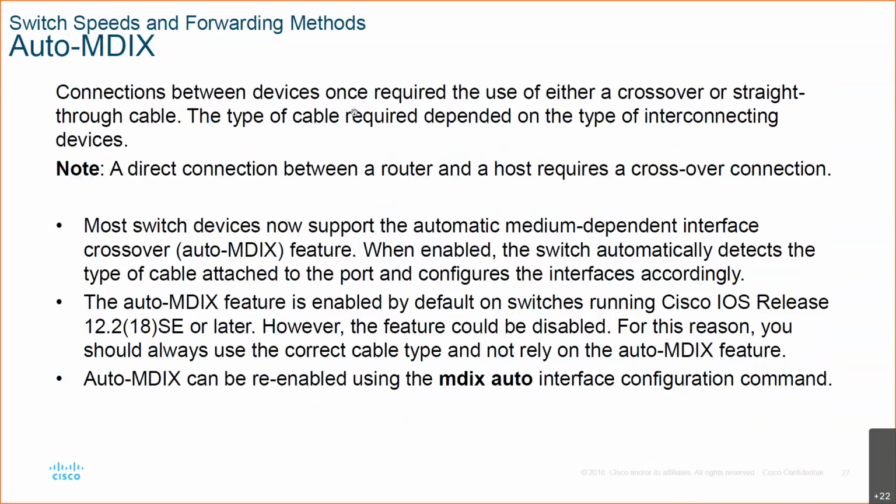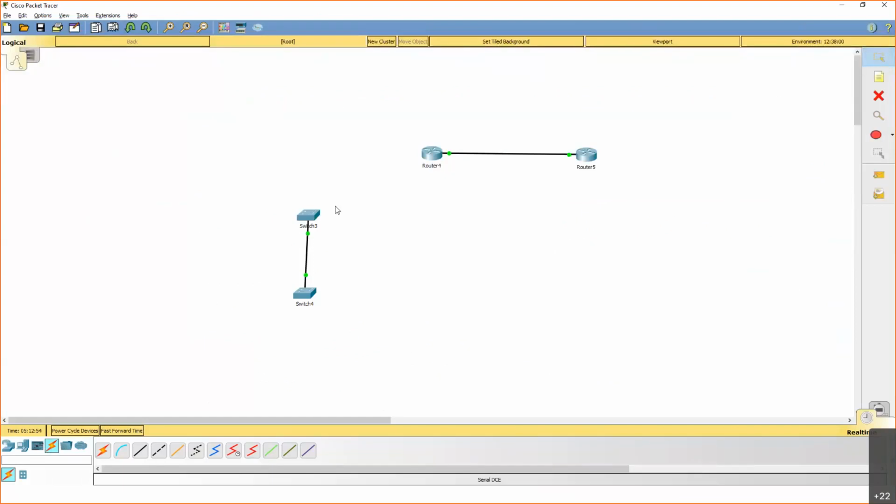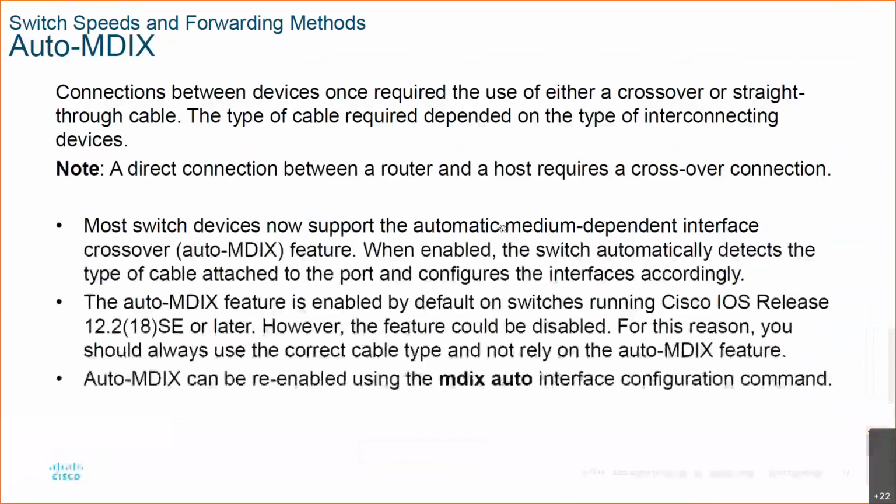Connections between devices once required the use of either a crossover or straight through cable. For example, the type of cable required depended on the type of interconnecting devices. A direct connection between a router and a host requires a crossover connection. So let's just go to Packet Tracer.